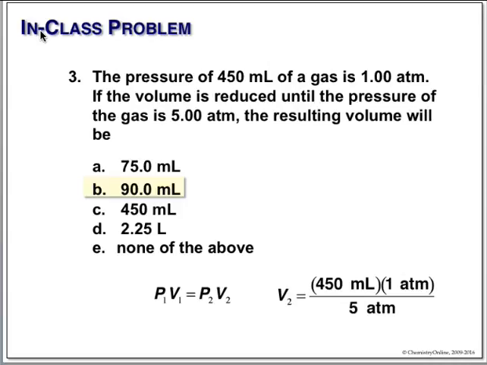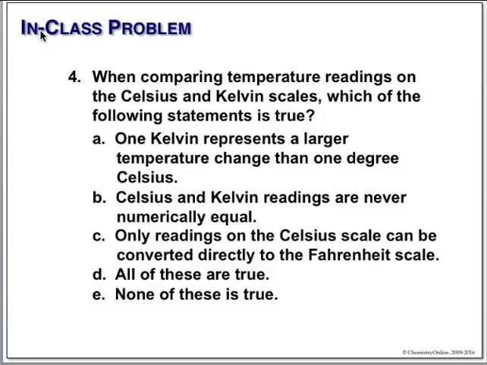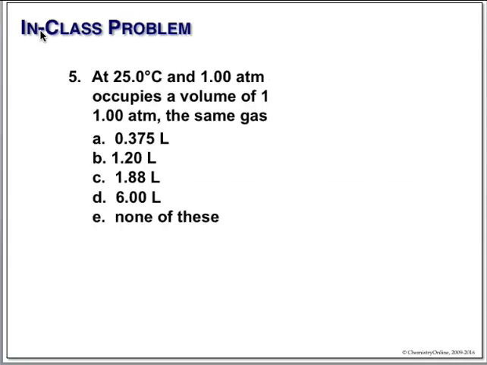Pressure goes up, the volume goes down. All right, when you're comparing centigrade and Kelvin, which of these statements is correct? One Kelvin is larger than 1 degree centigrade? No. They're exactly the same. Kelvin and Celsius are never numerically equal. They never are equal because Kelvin's always bigger, isn't it? What were you saying then? So it's B? Yeah, he's tricking us. So your final answer?